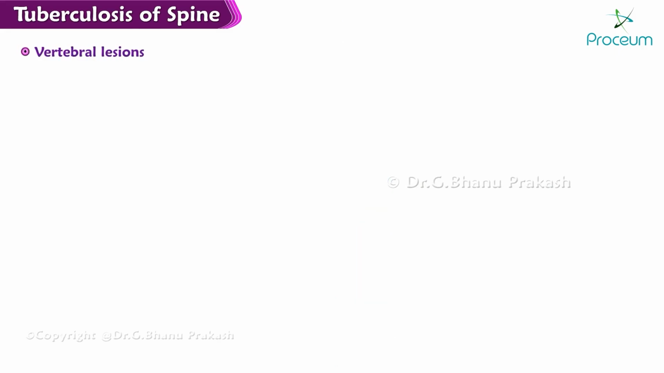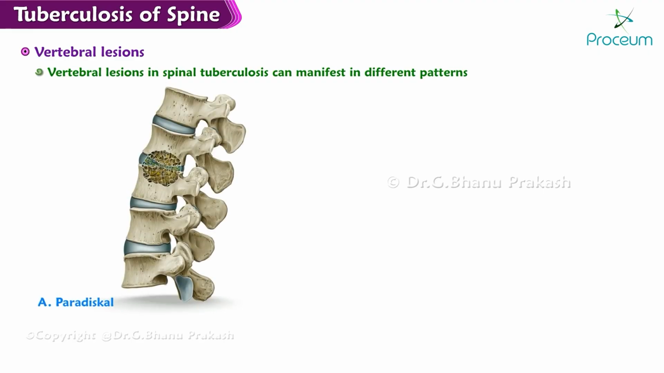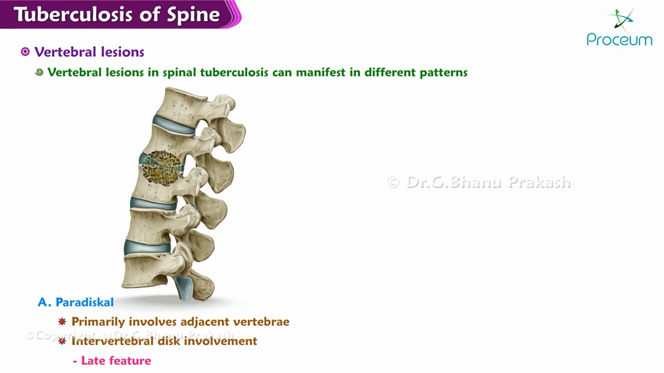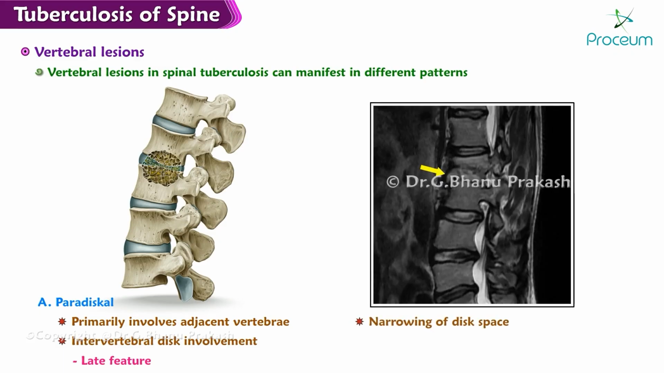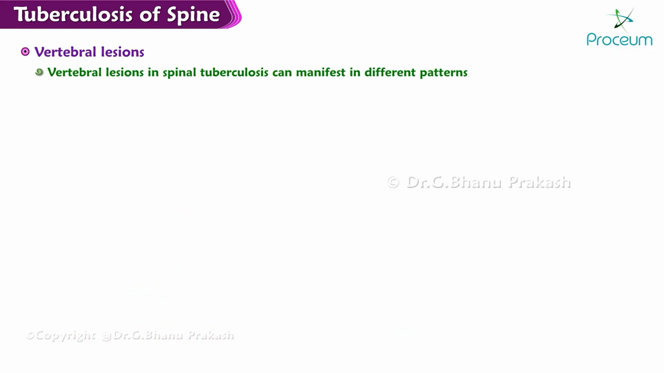Vertebral lesions. Vertebral lesions in spinal tuberculosis can manifest in different patterns. Paradiscal. This type of lesion primarily involves the adjacent vertebra, with intervertebral disc involvement occurring as a late feature. Radiologically, it's characterized by narrowing of the disc space.